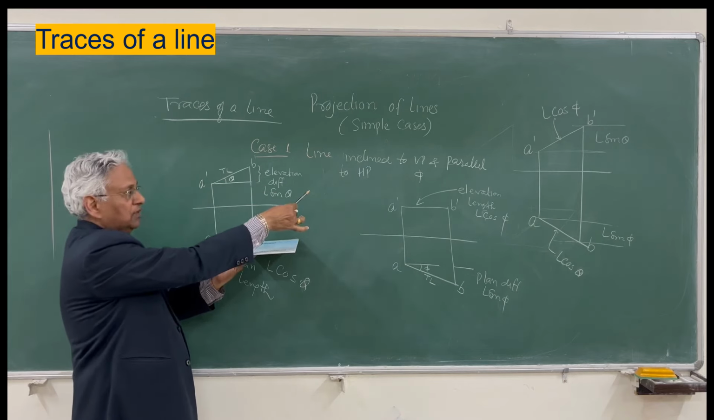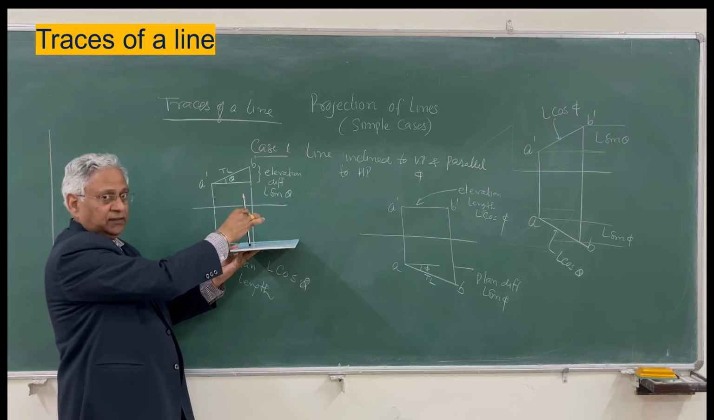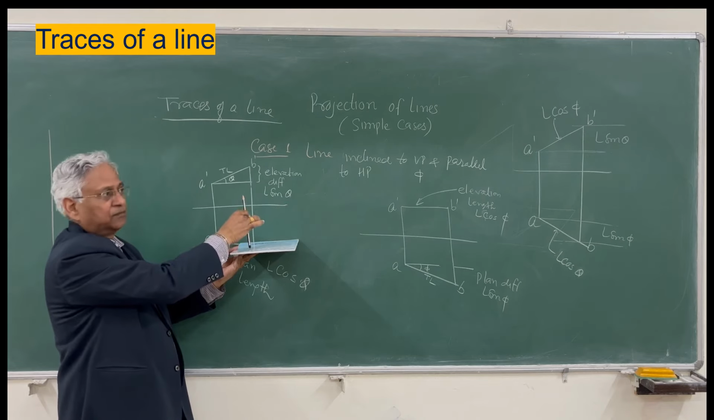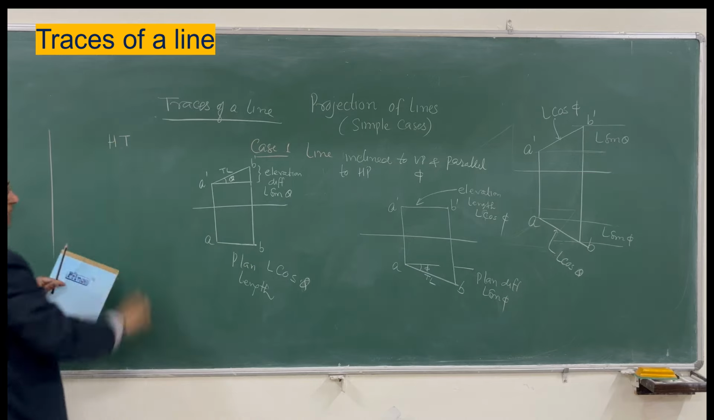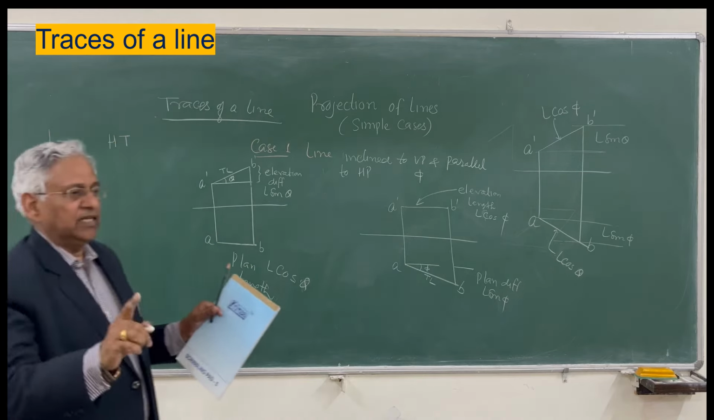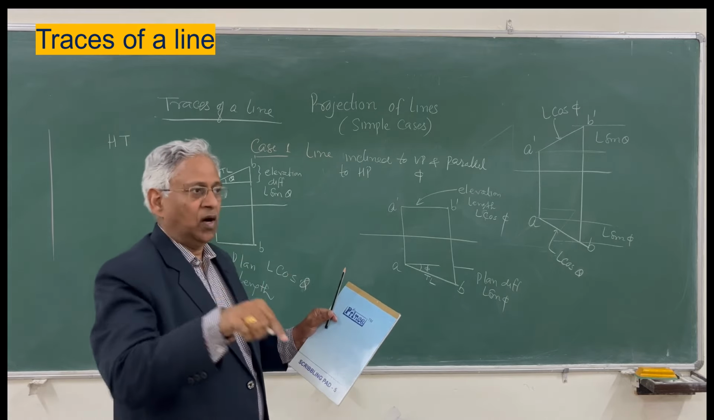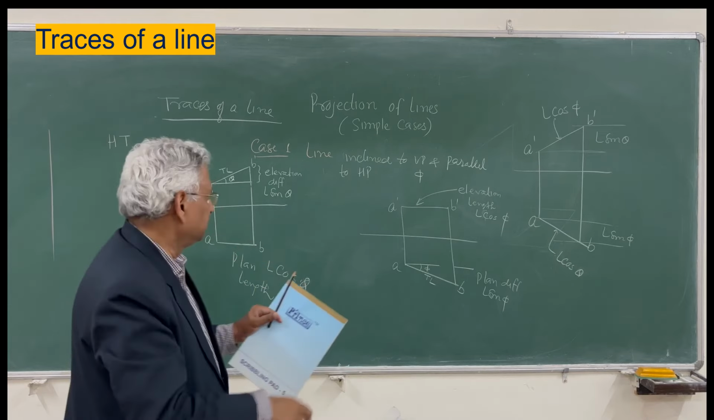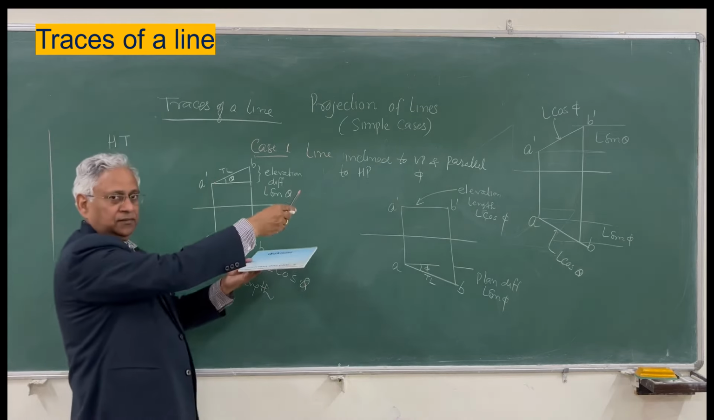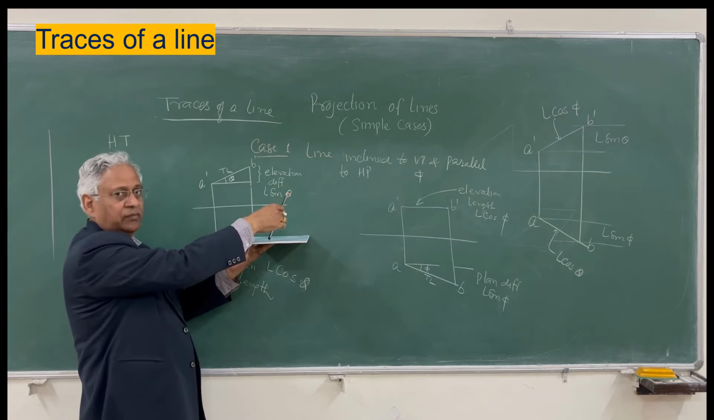Now, when you extend this line to meet the horizontal plane, this point in the HP is called horizontal trace. So horizontal trace, HT. I told you in case of planes, HT and VT are two lines, one in horizontal plane, one in vertical plane, because two planes intersect in a line. But in case of a line, it will intersect horizontal plane at a point. So HT here is a point.